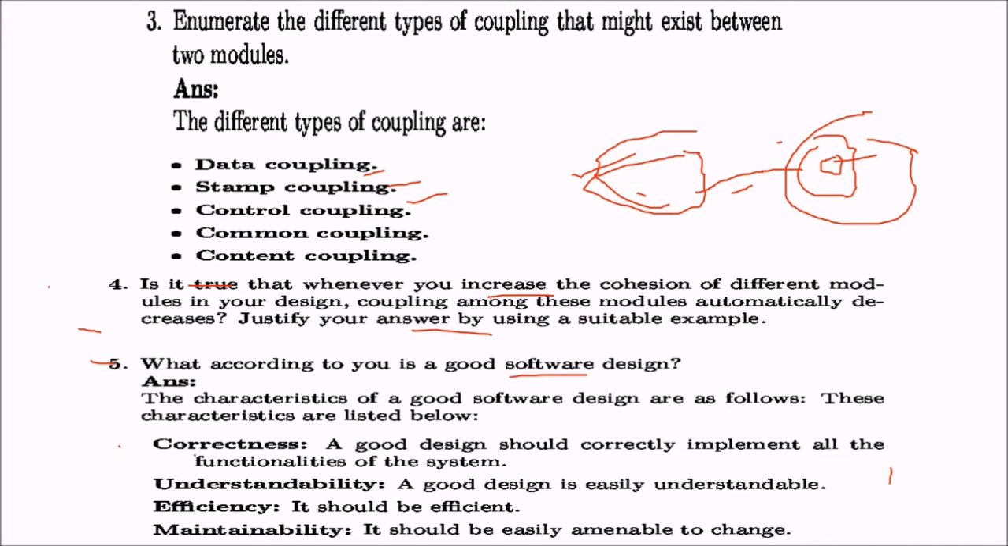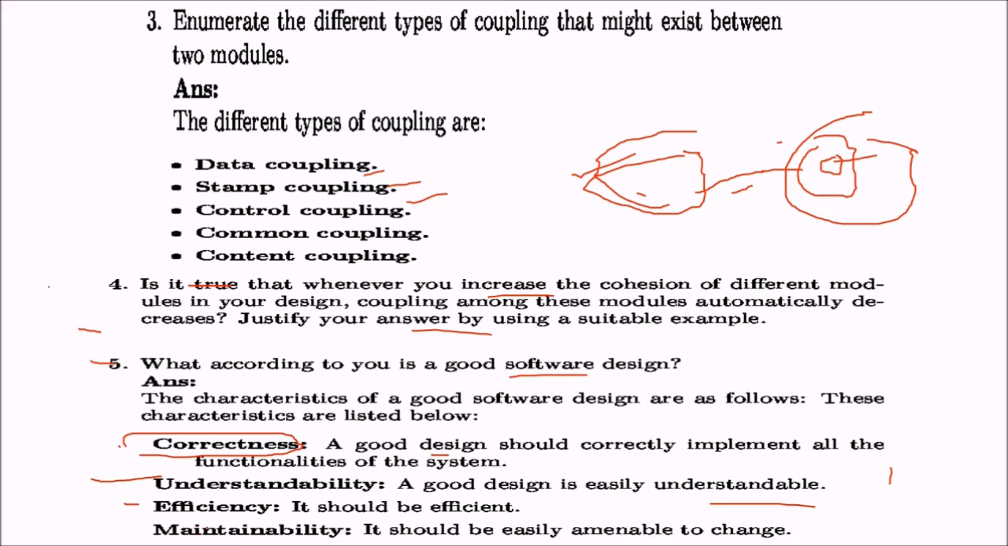First is correctness. That means if you have a good design, then it should correctly implement all the functionalities of the system. Understandability: if you are able to understand the design, it is good. If it is efficient, it gives you the result you have been trying for, in less time or within the required limits.